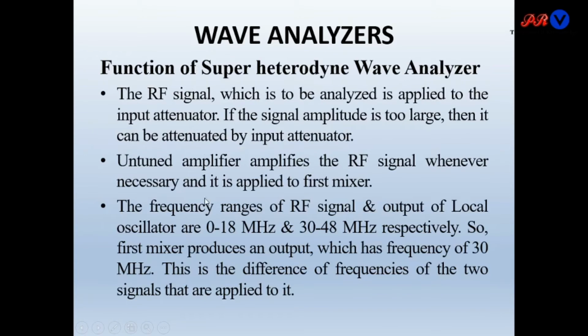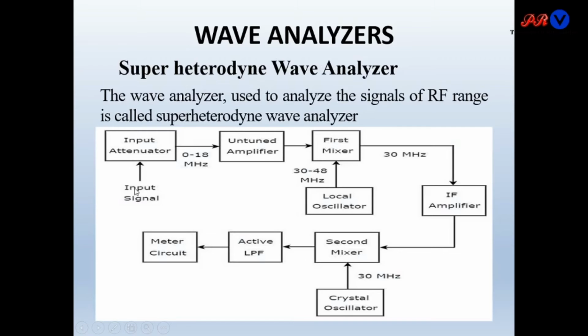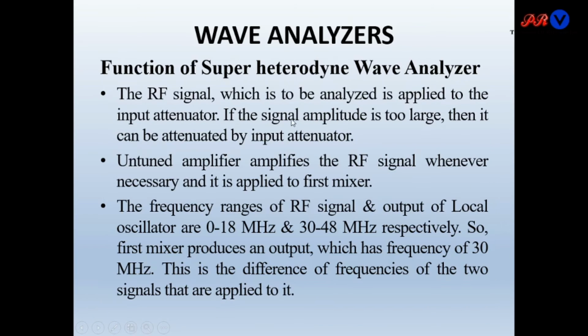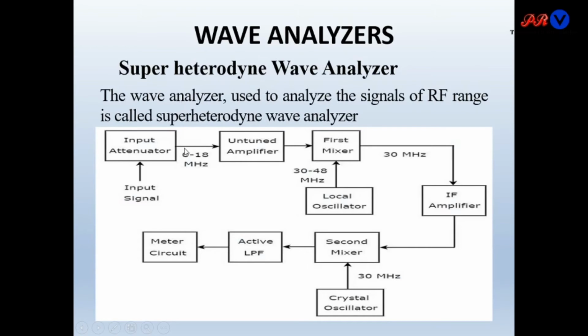Now, the function of this superheterodyne wave analyzer. The RF signal which is to be analyzed is applied to the input attenuator. If the signal amplitude is too large, then it can be attenuated by the input attenuator. The untuned amplifier amplifies the RF signal whenever necessary and provides the input to the first mixer.